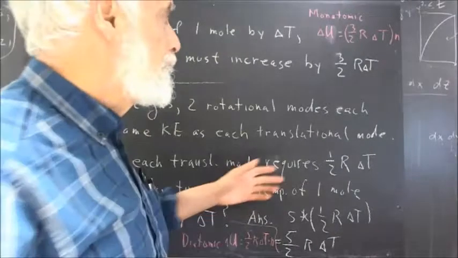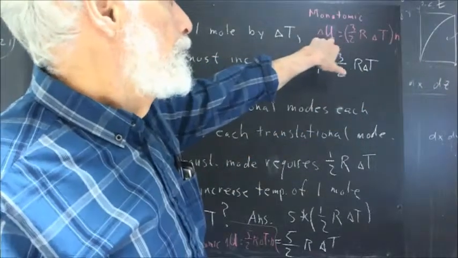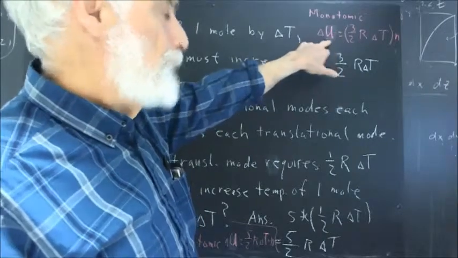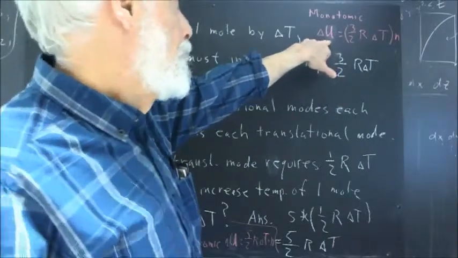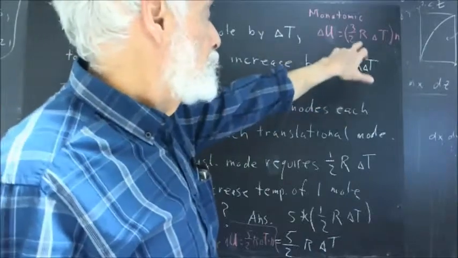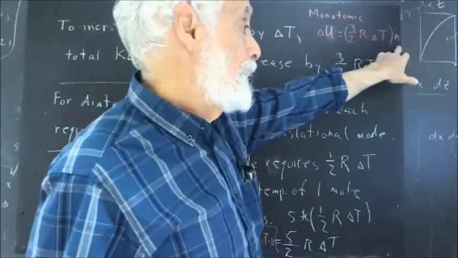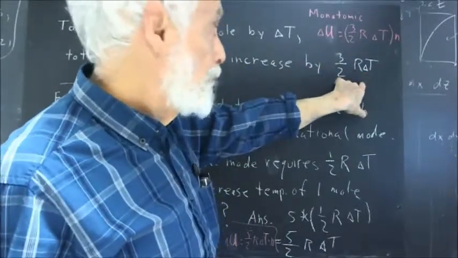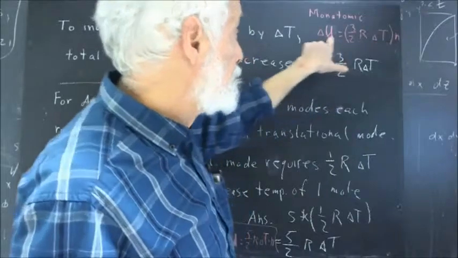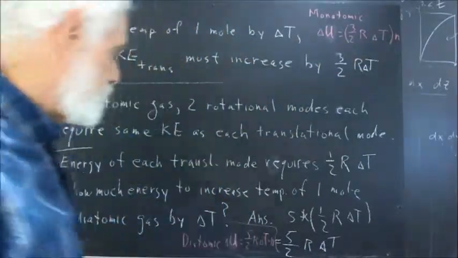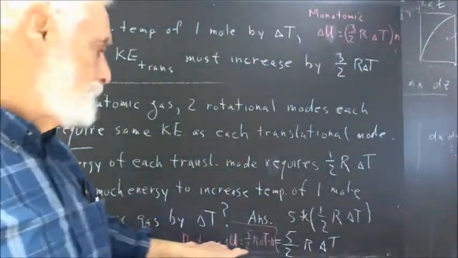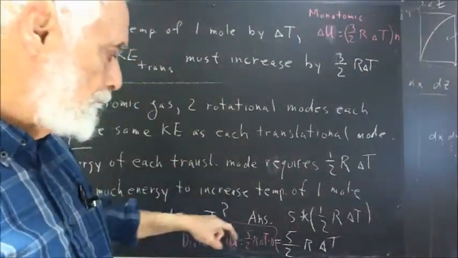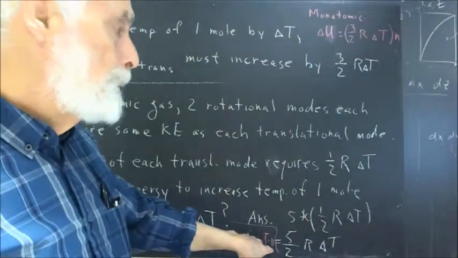So for a monatomic gas, the change in U, and I'm using U for the internal energy, the total kinetic energy of the gas molecules, is 3/2 R delta T multiplied by N, the number of moles, because 3/2 R delta T is what you get for 1 mole. If you multiply that by the number of moles, you get the change in the internal energy. And for diatomic, the change in internal energy, the change in the total kinetic energy of all the particles, is 5/2 R delta T multiplied by N.